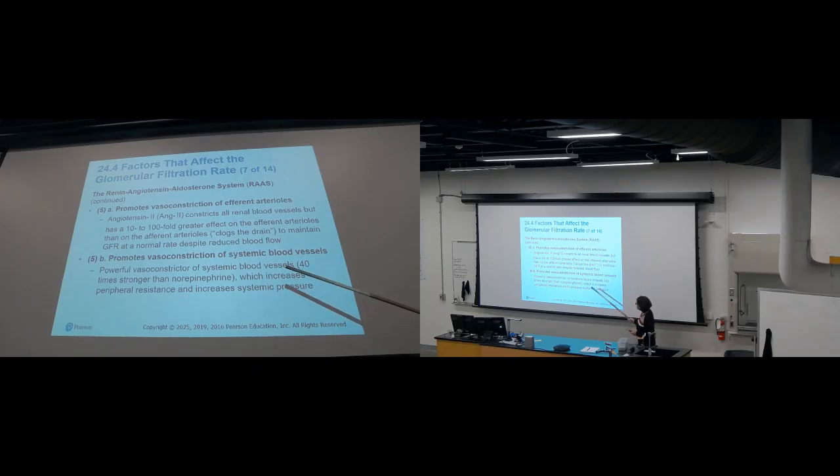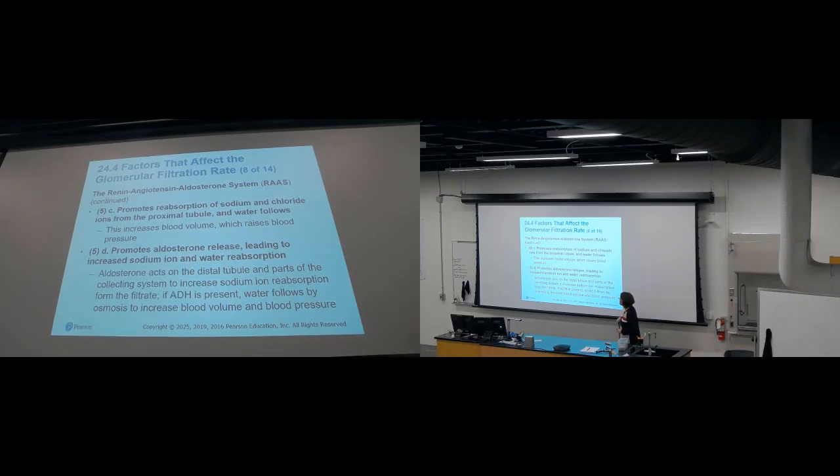So how powerful is this angiotensin 2? It is 40 times stronger than norepinephrine. So that increases peripheral resistance, which increases systemic pressure. And then something about aldosterone, once you release it, is that it's going to create pores in your DCT and even in your collecting duct that absorb water. It's going to make aquaporins.